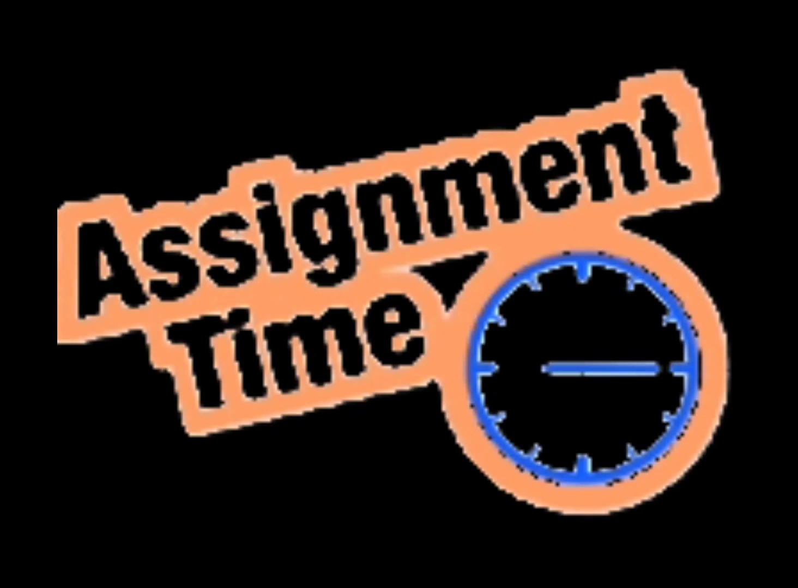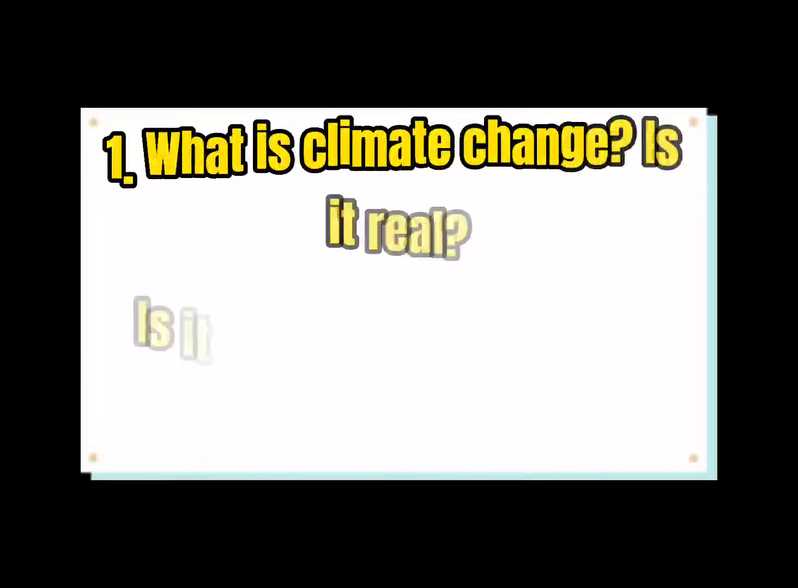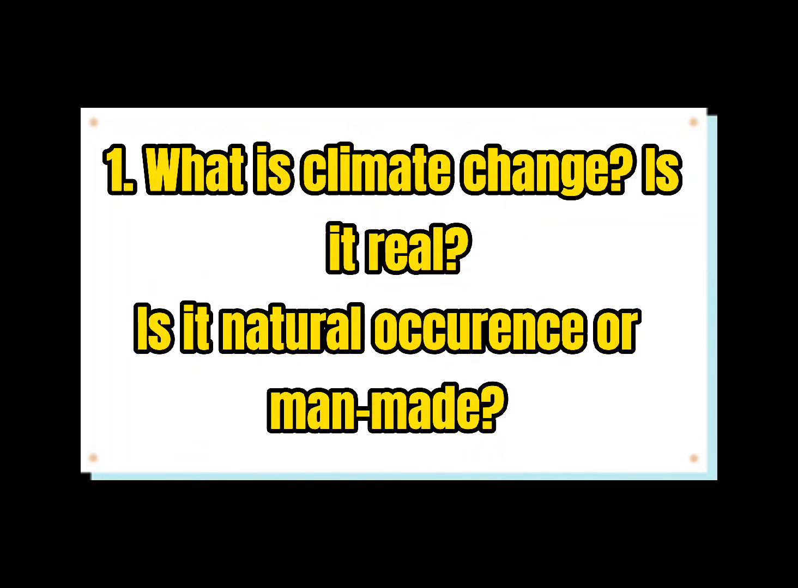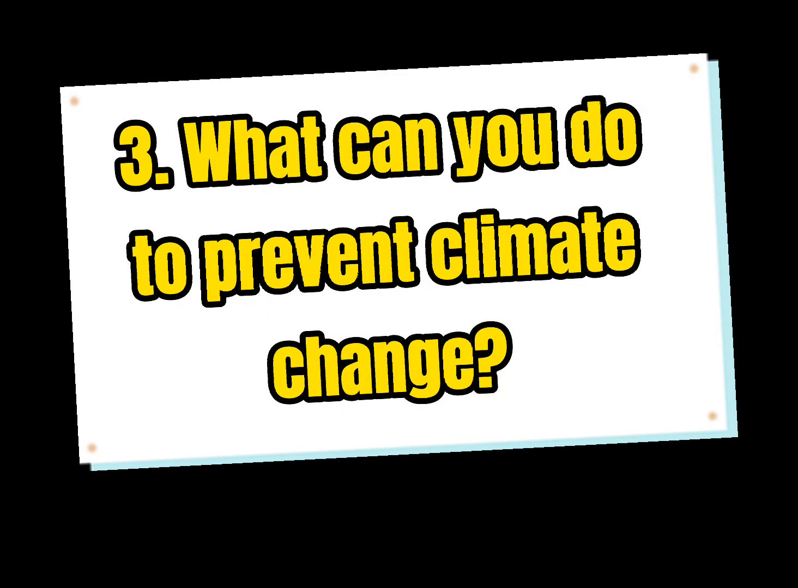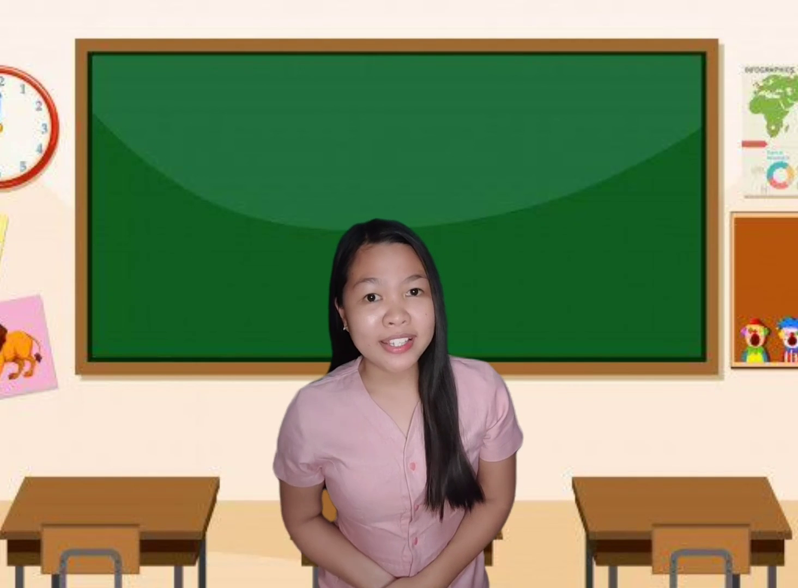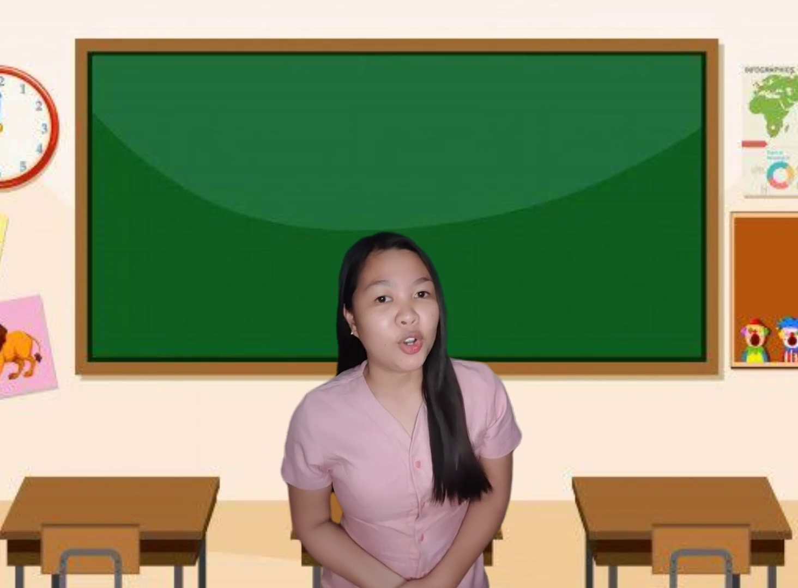Read pages 205 and 206 of your science module and answer the following questions. Number 1. What is climate change? Is it real? Is it man-made? Or is it a natural occurrence? Number 2. Why do we experience climate change? And number 3. What can you do to prevent climate change? Did you gain something from this video lesson? I hope you did.